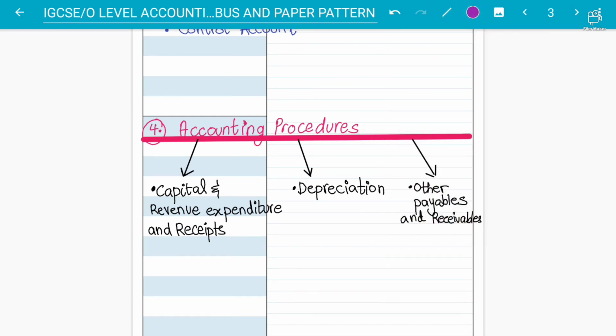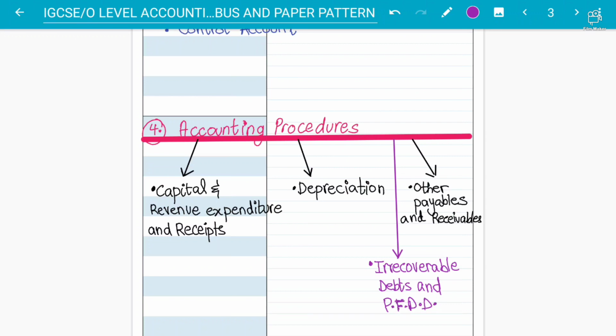Then further on we have the irrecoverable debts topic and the provision for doubtful debts. So this is basically the whole syllabus in an overview, I'm telling you. Irrecoverable debts and provision for doubtful debts are also part of section number 4, accounting procedures, that we have provision for doubtful debts and irrecoverable debts in this.